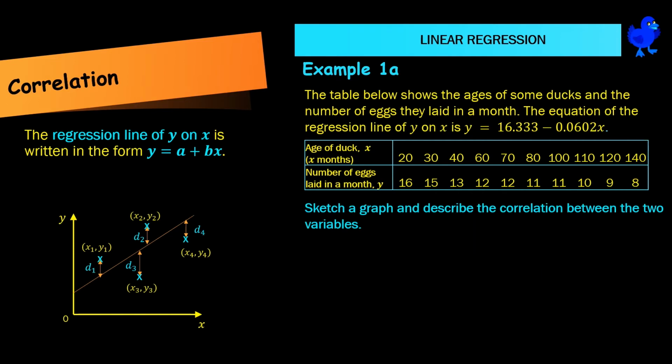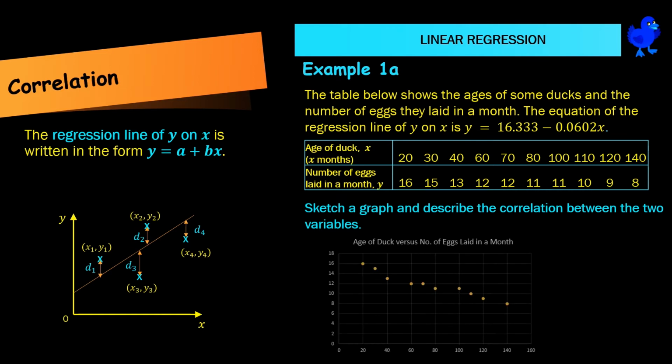So let's solve this. The table on your screen shows the ages of some ducks and the number of eggs they laid in a month. The equation of the regression line of y on x is y equals 16.333 minus 0.0602 times x. Sketch a graph and describe the correlation between the two variables.